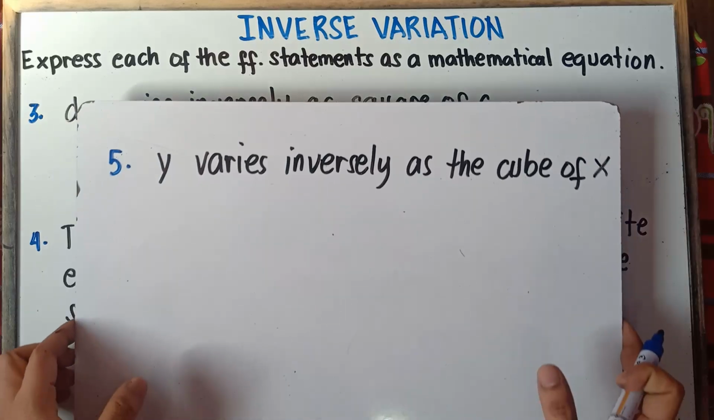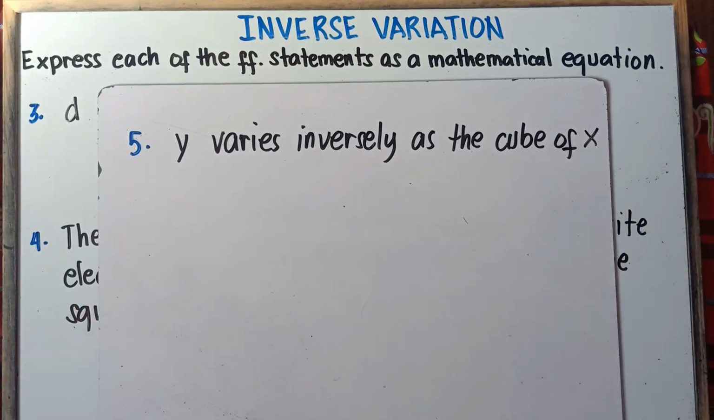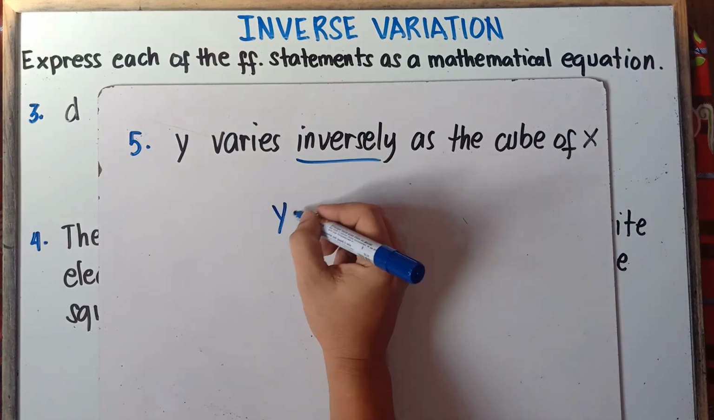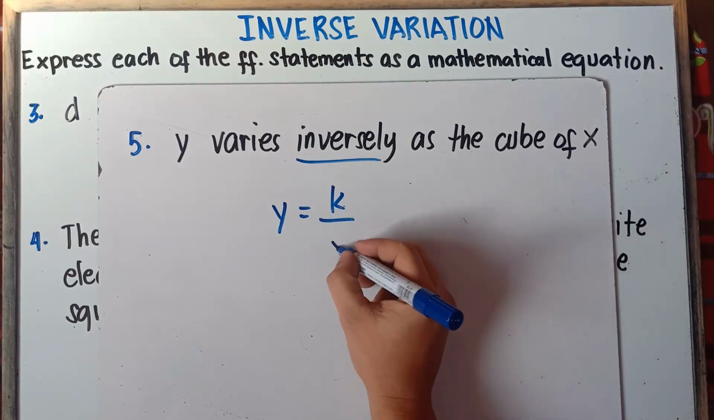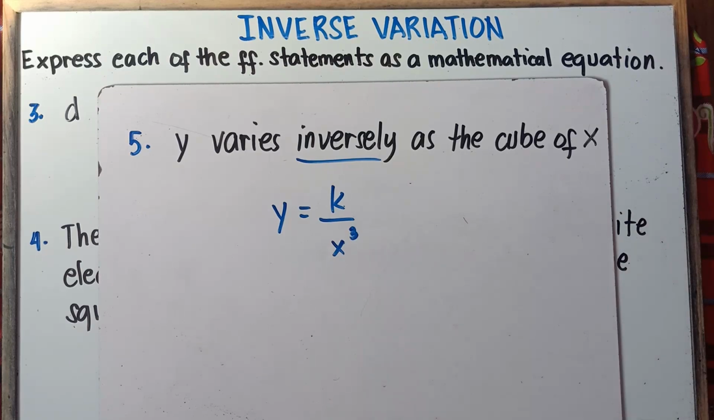So let's proceed to example number 5, the last example, class. Y varies inversely as the cube of x. How do you write this, class? You have inversely, therefore there's something to do with division. So y equals k over the cube of x, so that would be x cubed, x raised to the power of 3. The cube of x would be x cubed. That's it, class. That's the answer for number 5.